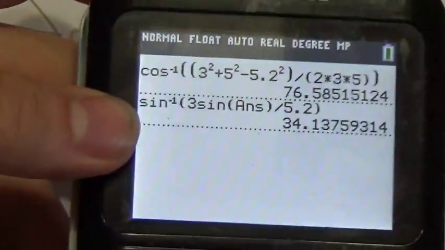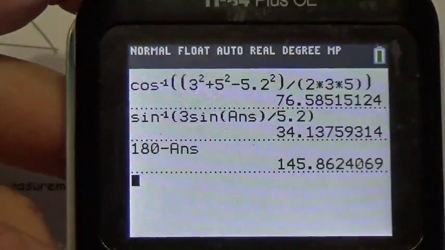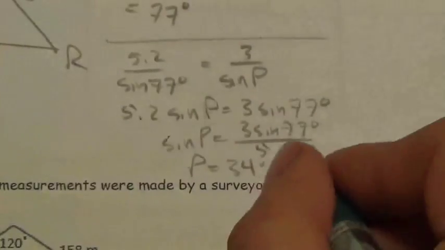Or 180 minus that answer, because it could be first or second quadrant. That's the thing about the sine law. In which case, it could also have been 146 degrees.